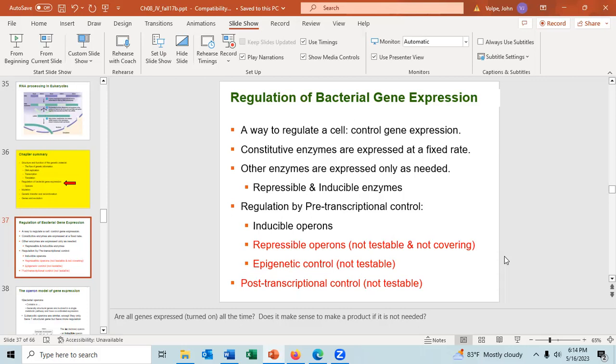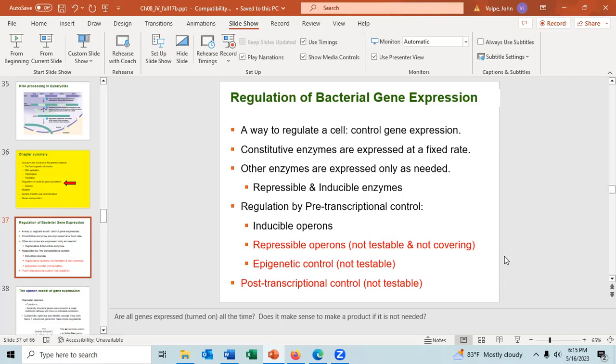There are other genes that are not always needed, and they are turned off unless they are needed. So we say these genes are expressed only as they are needed. Some enzymes are expressed only as they are needed. There's two ways that a gene can be turned on and off. There's a repressible gene, and there's an inducible gene, such as a repressible enzyme or an inducible enzyme. And that's one way you can control the products in a cell. You regulate the gene expression.